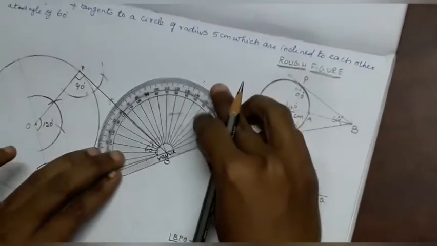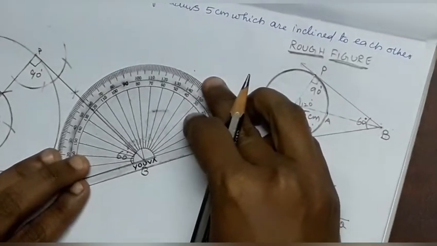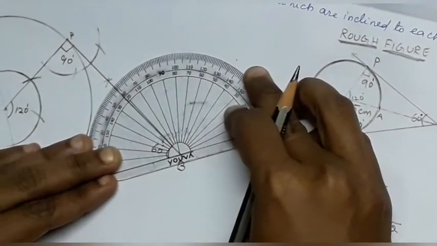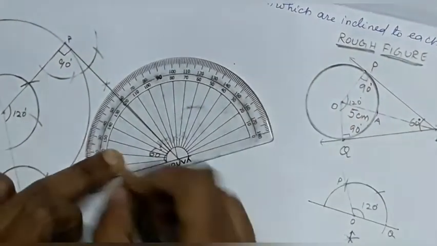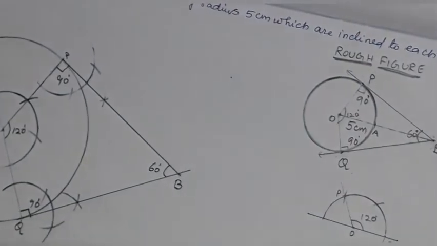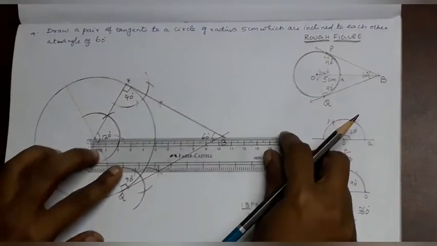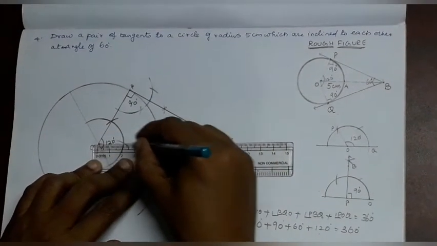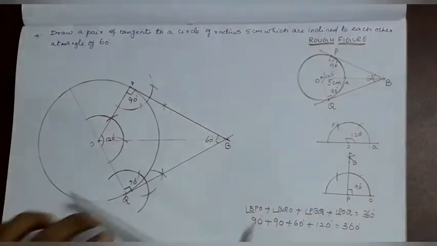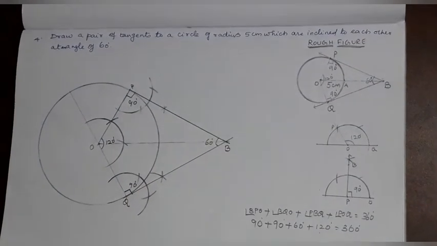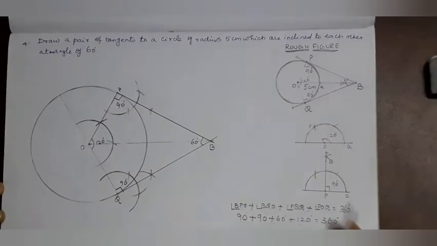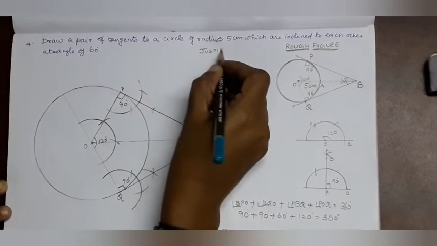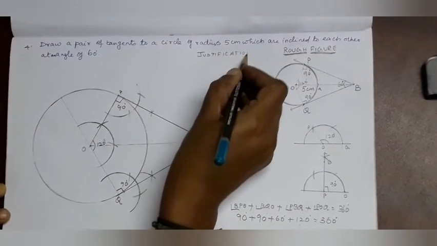Let me show. See, exactly 60 degrees. Now we have to draw the line OB. Do the justification of our construction. This carries 1 mark, so we have to do it.